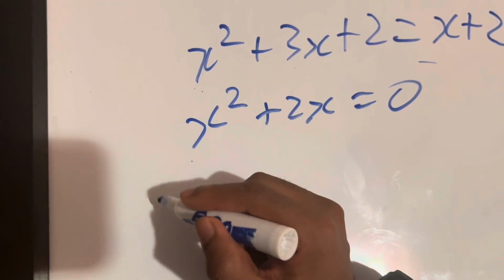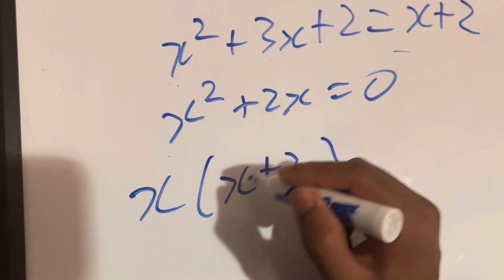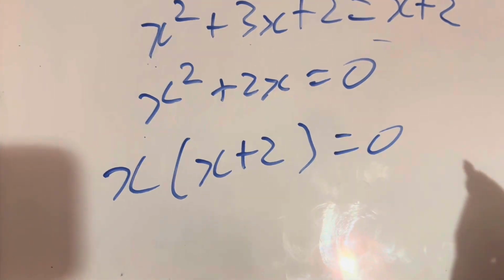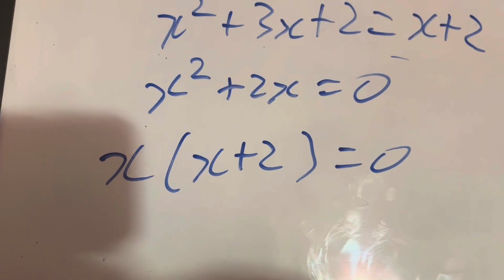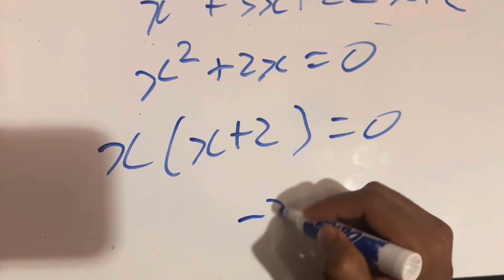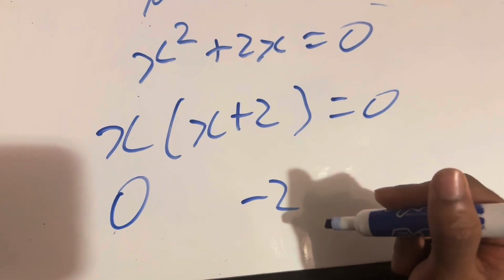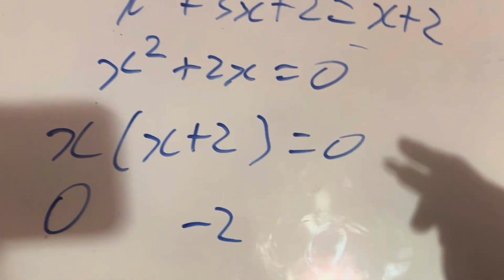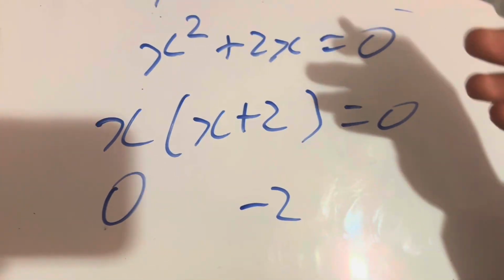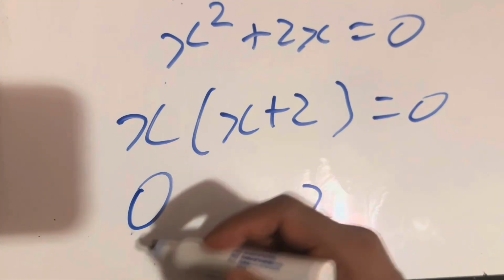Both of these have an x in it, so we can do x times (x plus 2). You see how this multiplies out to this, and that equals 0. Now, we just have to find out when both of these are true. So if x equals -2, this equation will make 0, and if x is just 0 here, it would also make it 0. So that means the x point of where both of these intersect is just going to be at 0 or -2.